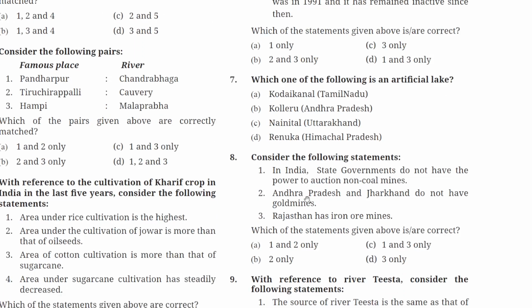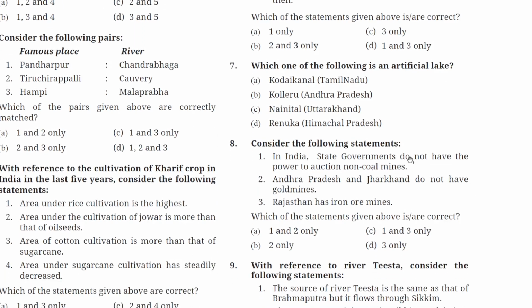Eighth, consider the following statements. In India, state governments do not have the power to auction non-coal mines. The phrasing "do not" is confusing here. State governments do have some power, so option one is wrong.